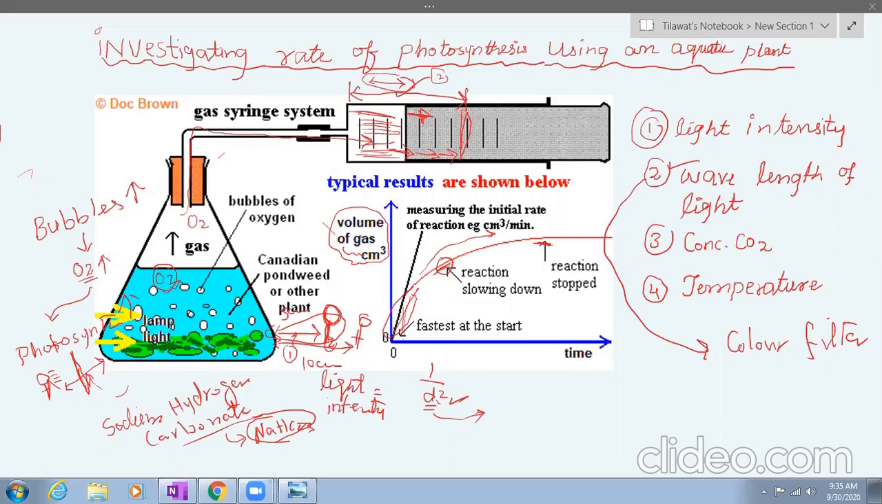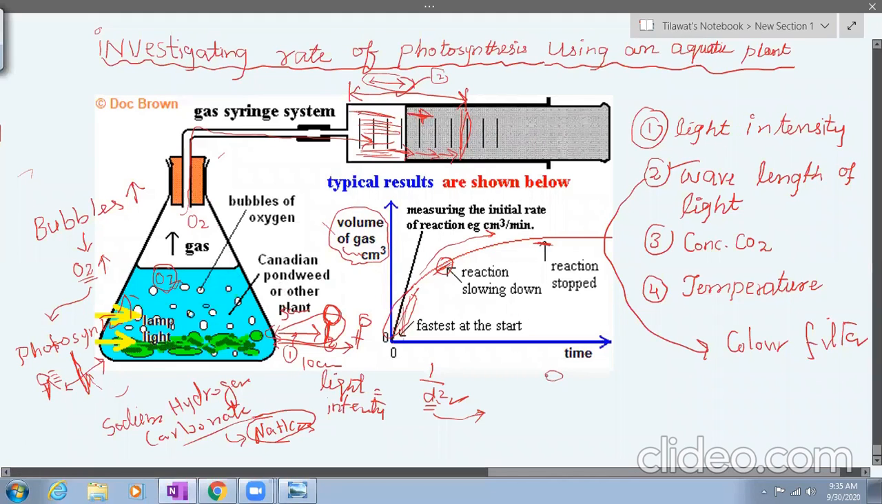Okay, another factor we have is temperature, right? So here, for example, we want to check the effect of temperature on the rate of photosynthesis. At that time, in one setup, I will keep it at a constant temperature. For example, in the beaker I can put hot water, but I will make sure that this water temperature does not change, right?